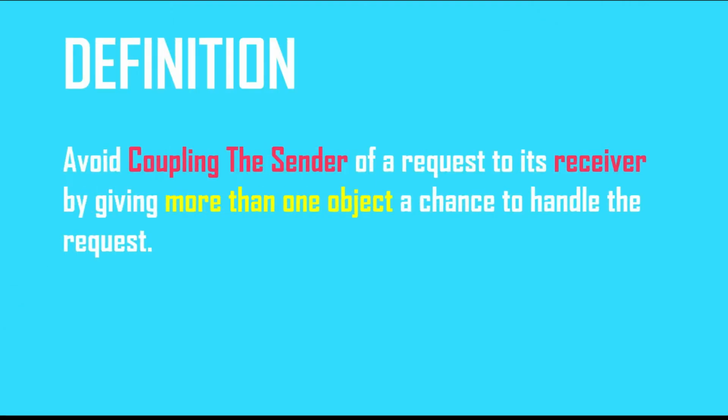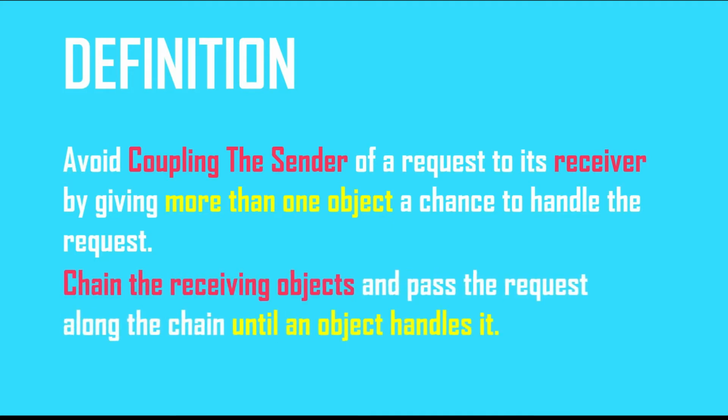First thing first, the definition. The definition says, avoid coupling the sender of a request to its receiver by giving more than one object a chance to handle the request. Chain the receiving objects and pass the request along the chain until an object handles it.